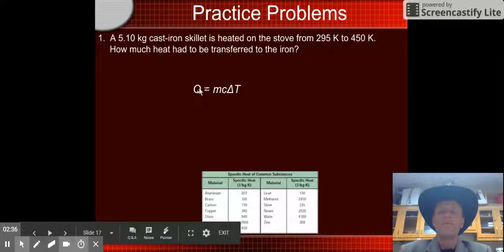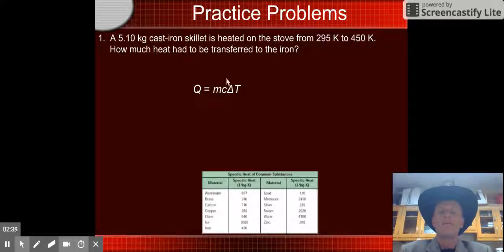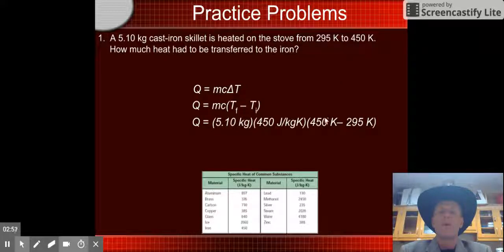So we could use our formula, and the mass is 5.10. The C is 450. And the change in temperature goes from 295 to 450, and you subtract final minus initial to get that temperature change. So final would be 450 minus 295, and it's as simple as that. But watch out, this is to the tens. Why would they do something like that? Just to check and see if you're following your sig fig rules. So 450 minus this, this is to the tens, this is to the ones. When you subtract, you have to round that 155 off to the nearest tens, which gives you 160.